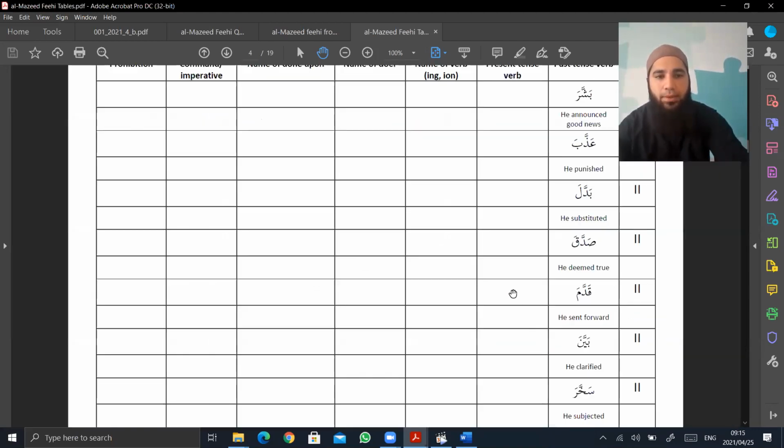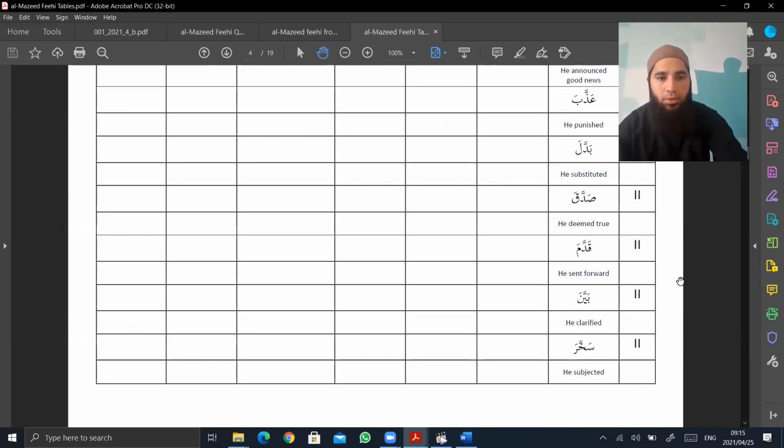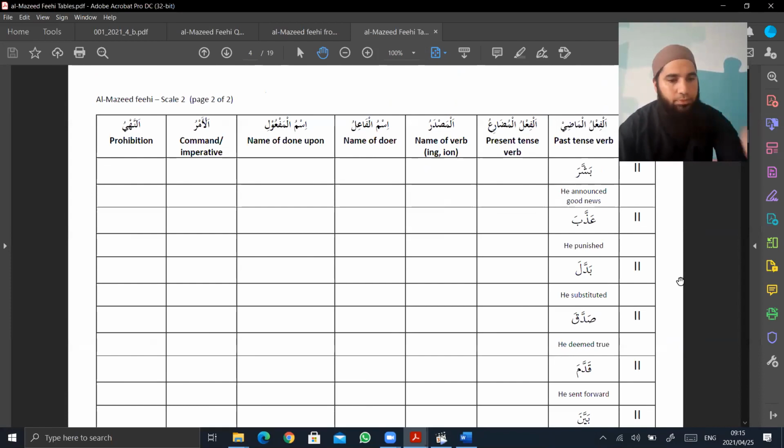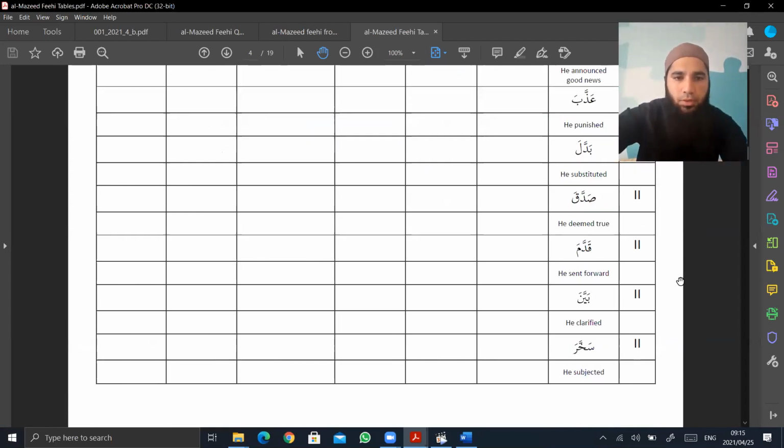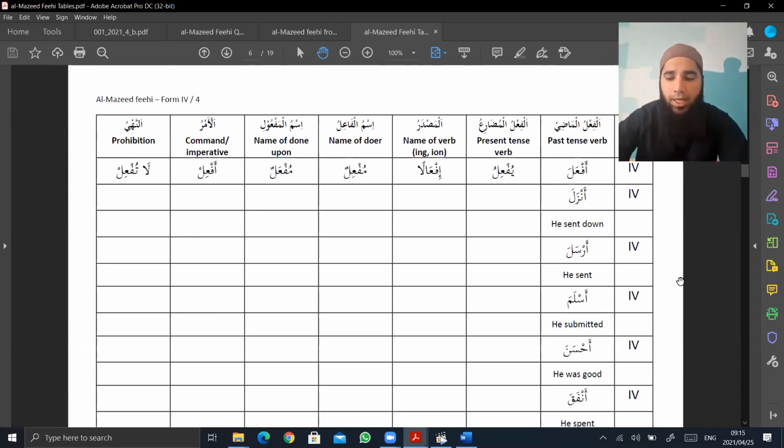Our next skill. أفعل. Everybody say that one. أفعل يفعل إفعالا مفعل مفعل أفعل لا تفعل. Again. And if we put our new set of root letters on there, ha, kaf, mim, it will become أحكم يحكم إحكاما محكم محكم أحكم لا تحكم.